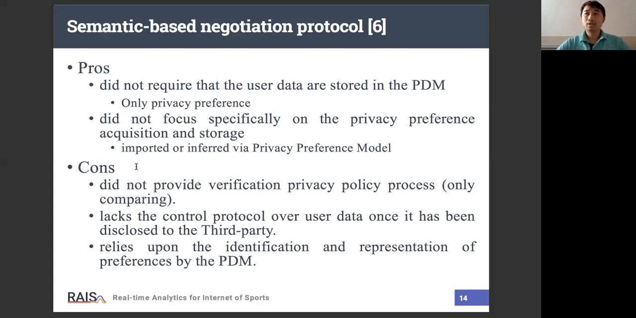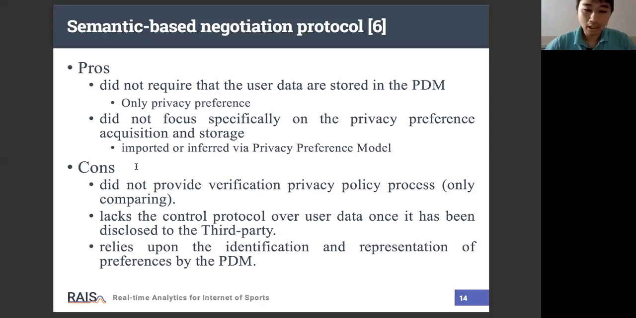That's the reason why we need to find another way to verify the privacy policy by combining something they do and something they say in the privacy policy. So, the next limitation, they lack a control protocol whenever the data transfers to the upper layer, because in this paper they stop at verifying the privacy policy and the privacy preference of the user, and when the result is yes, the user loses control on this released data.